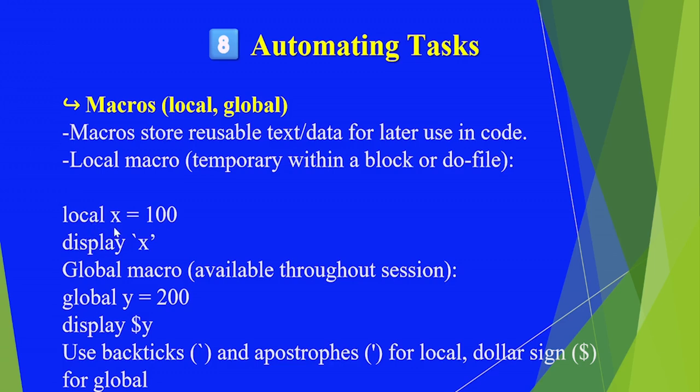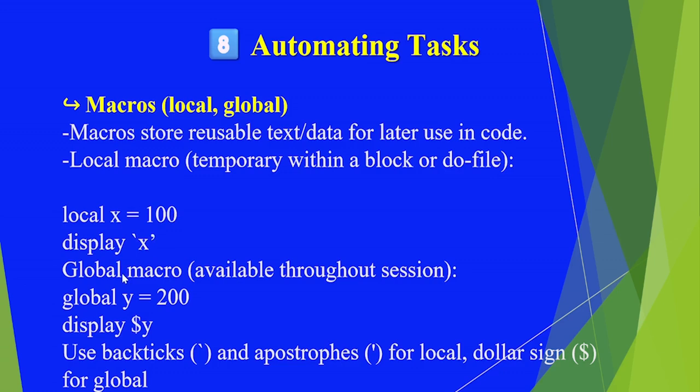to see what is inside the local macro x, we just need to display it, but remember we are displaying it in a special way using a backtick and an apostrophe. So display, a backtick, your local macro name, and then the apostrophe. It will give us what is inside the local macro, which will be 100.